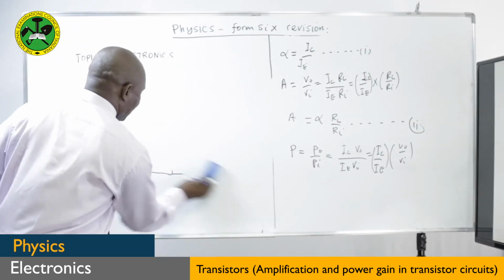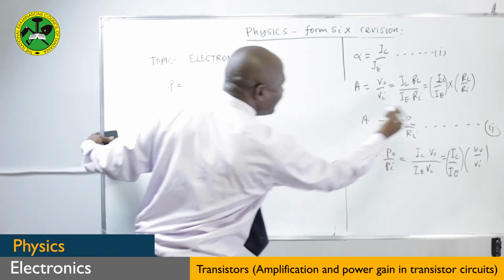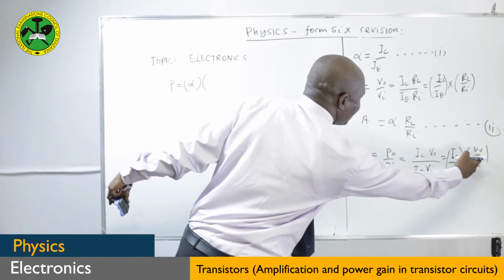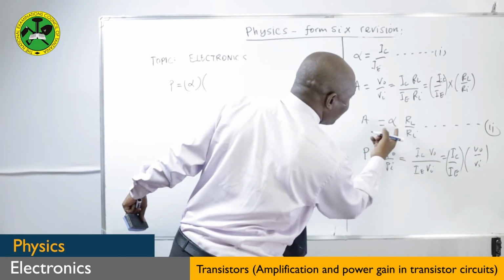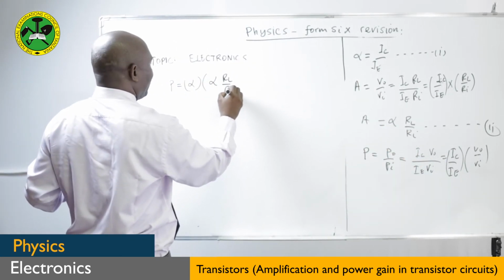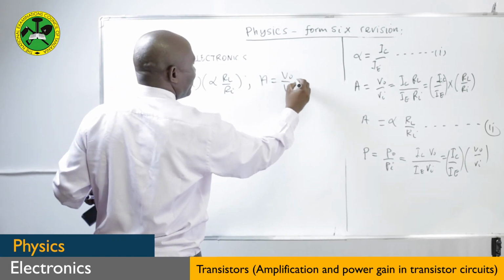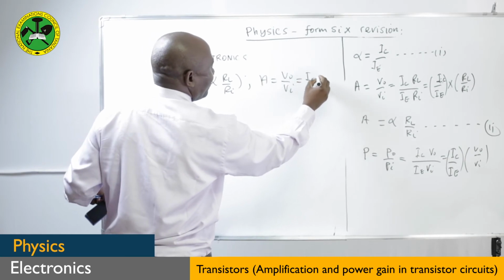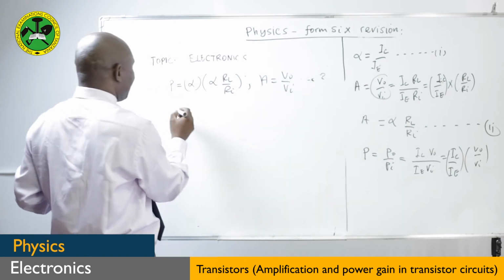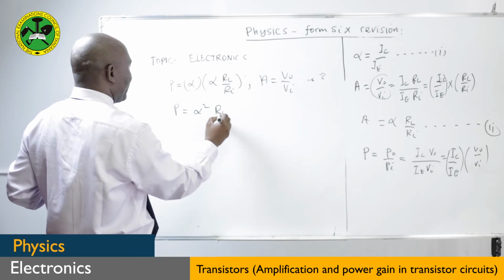If you simplify, the power gain of a transistor is given by the current gain, which is alpha, times our voltage gain, this ratio. This is the output voltage over input voltage, which gives alpha RL over RI. So from there, you have that the power gain equals the current gain squared, times RL over RI.